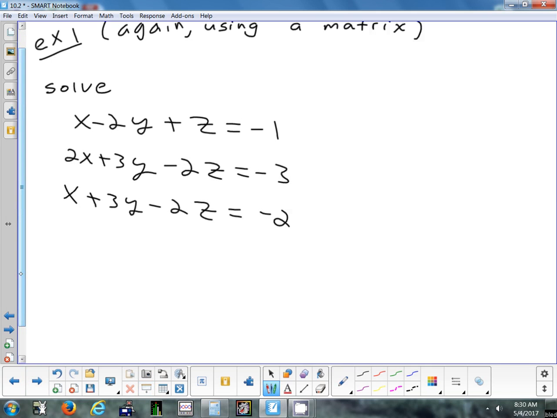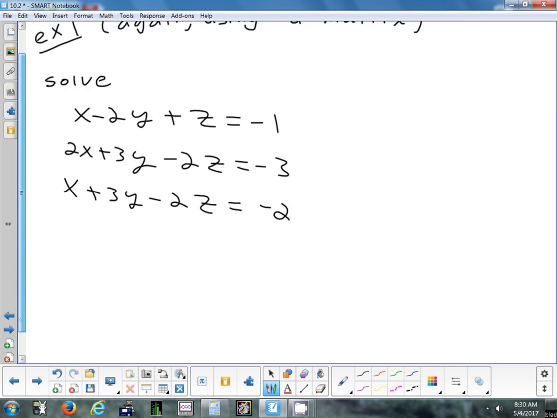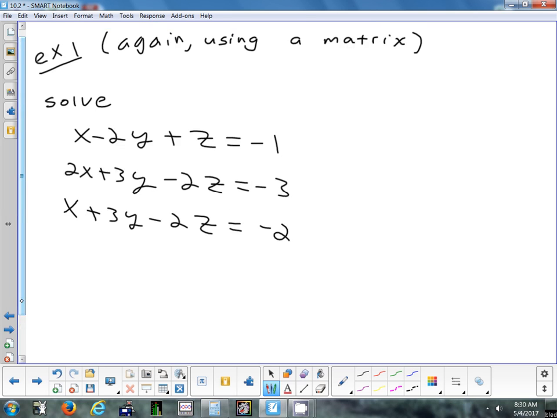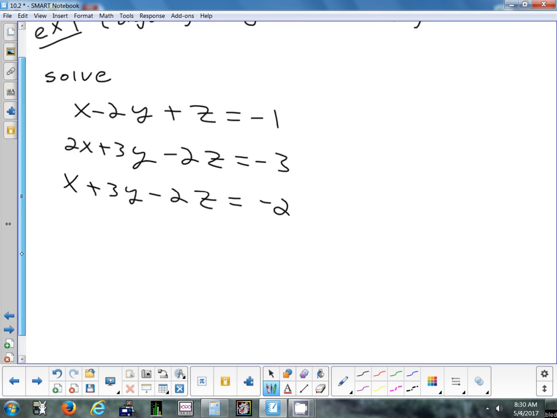Okay, so this is the very first problem, and we're not going to do it two different ways. I could have done it the way we learned yesterday and then done it with a matrix to show you get the same answer, but we're just going to do it with a matrix. So the first step is to make a matrix. You've got to put all those numbers in a matrix.